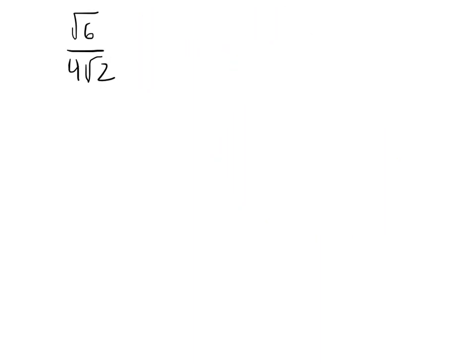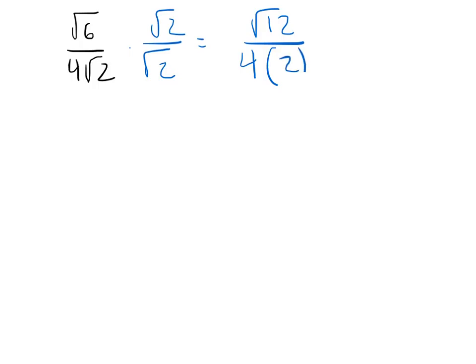Again, let's look at this one. So I have root 6 over 4 root 2. So I'm going to multiply by what? You're right, I'm going to multiply by root 2 over root 2, as you hear the train going by in the background. Then we'll get root 12 over 4 times, and those root 2's cancel each other out, 4 times 2, which then becomes root 12 over 8.